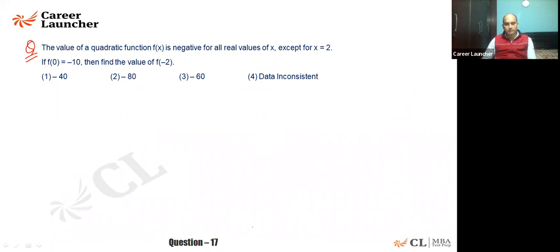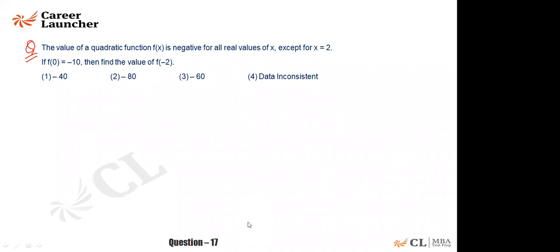This is the equation. You try it. There's a quadratic equation, which means there's a parabola, that is negative for all real values of x. For every value of x, it is negative except at x is equal to 2. So at 2, it is not negative. For the rest of the values, it is coming out to be negative. f(0) is given as minus 10. You are asked to find the value of f(minus 2). So try it out.